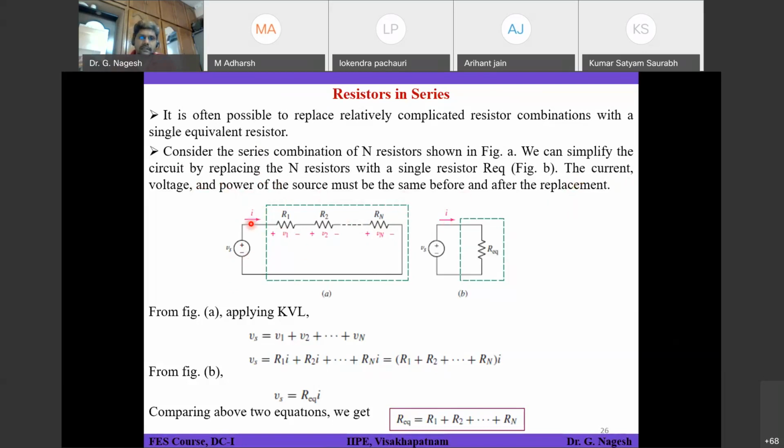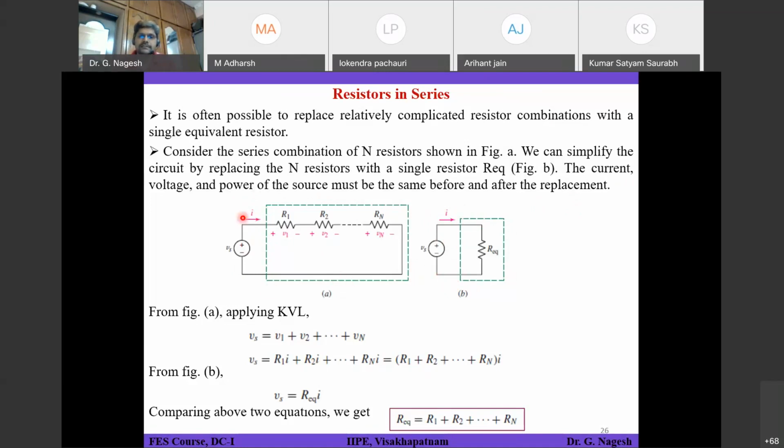That means the current which is delivered from the source should be the same in this circuit as well as in this circuit. Even after replacing the n resistors with an R equivalent, the power delivered by this source remains the same. Okay. So in such a way, you have to modify your network. So how to do that?